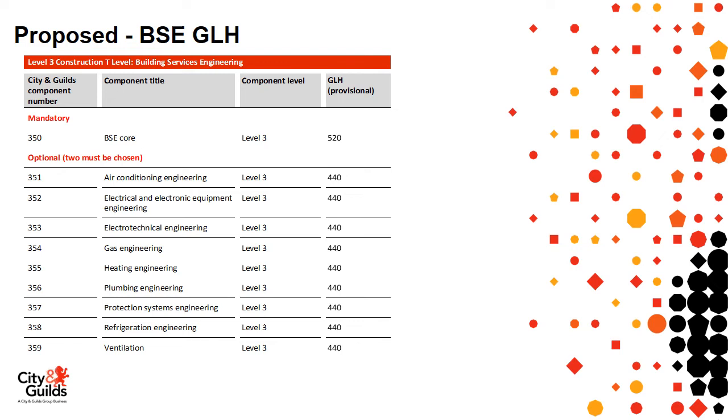So now let's have a look at the base guided learning hours for the building services engineering pathways. As I said, there is slightly more content in the core for this one, so we've got 520 GLH, guided learning hours, provisionally attached to that. And then we've got to choose 2 pathways.